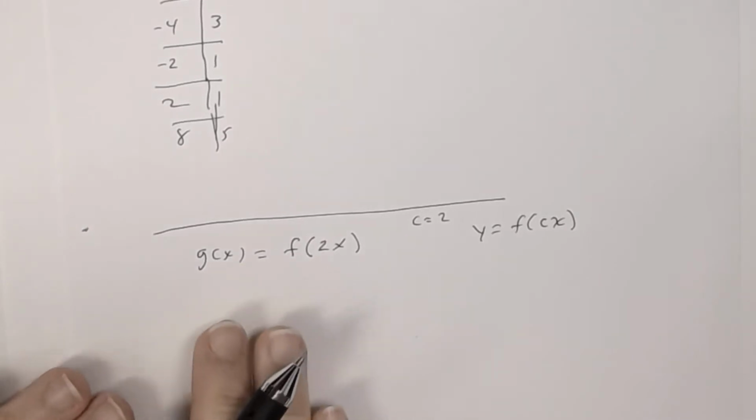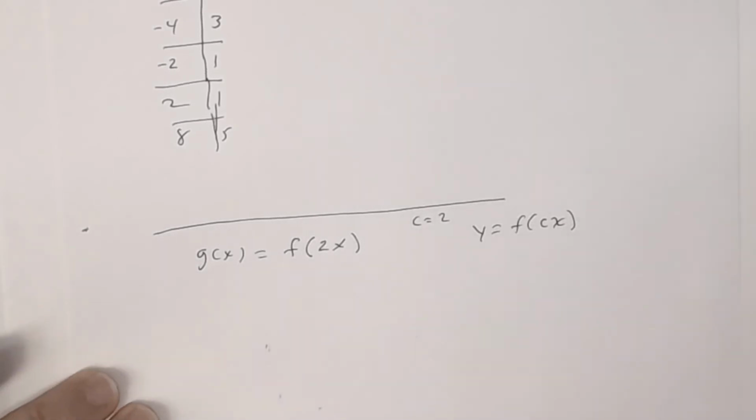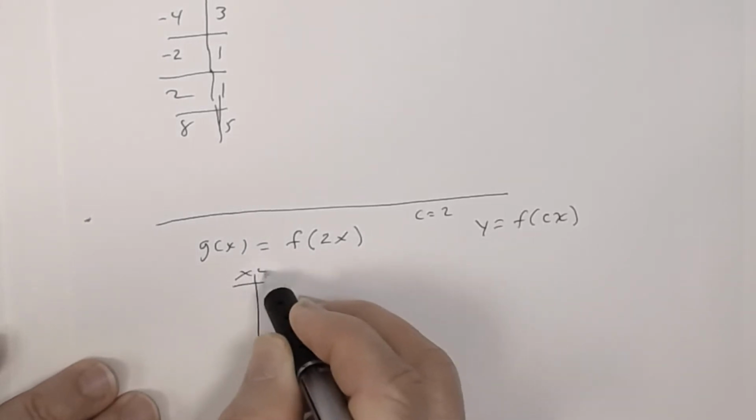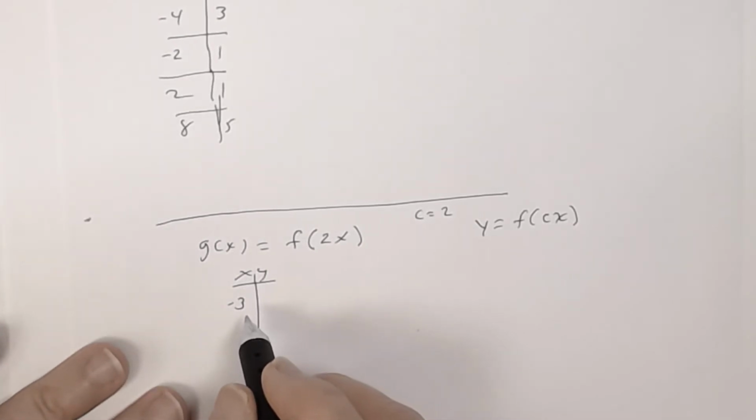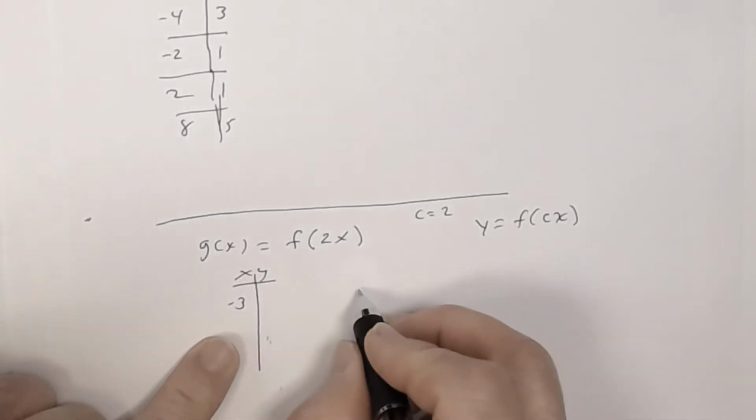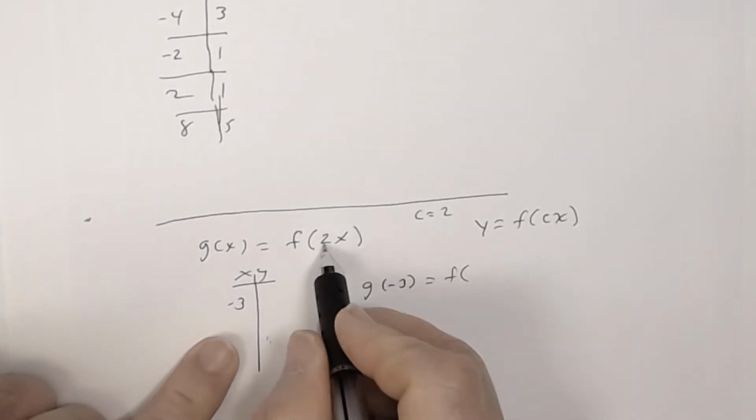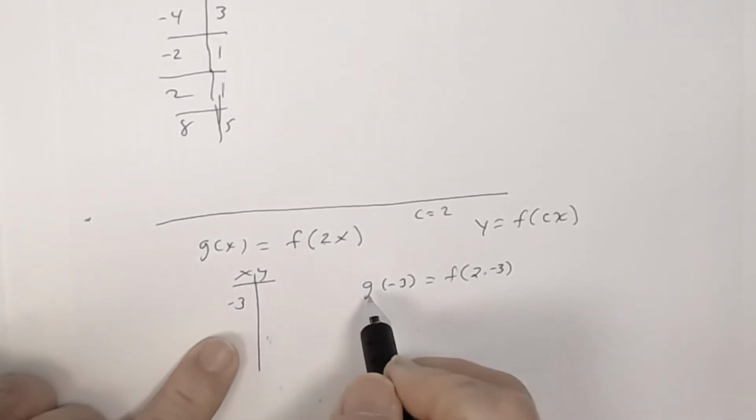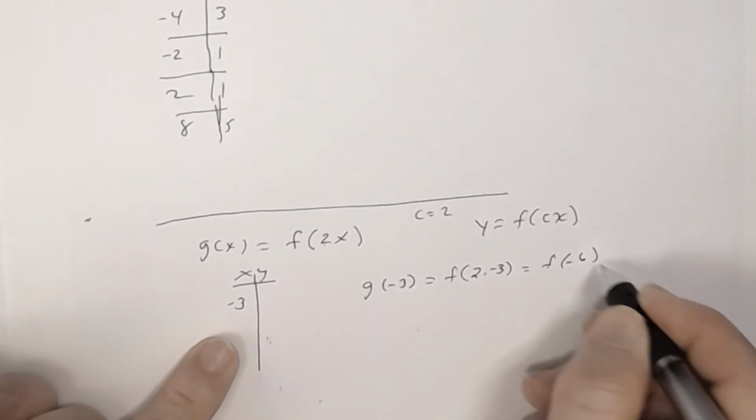All right, so in this case, I want to look at this function here. Now listen carefully to what I'm about to do. So if x, let's say, is negative 3, then g of negative 3 is equal to f of 2 times negative 3. Just follow me. So g of negative 3 is equal to f of 2 times negative 3. But that's the same thing as f of negative 6, right?